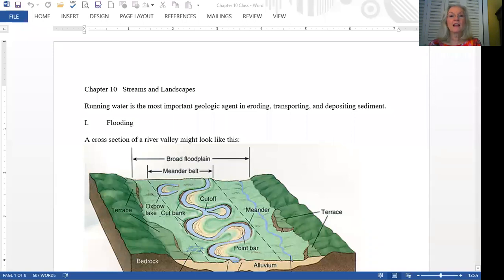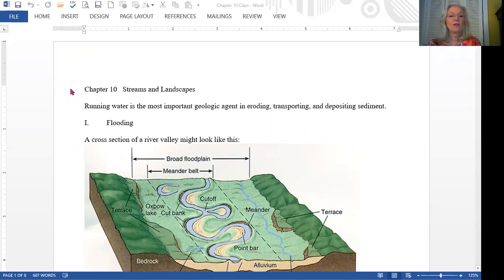Hi, we're going to do chapter 10 this morning, so I'll share my screen. So chapter 10 is on streams and landscapes. When we think streams in geology, we're really talking about rivers for the most part, so this is really a chapter about rivers. Running water is the most important geologic agent in eroding, transporting, and depositing sediment.